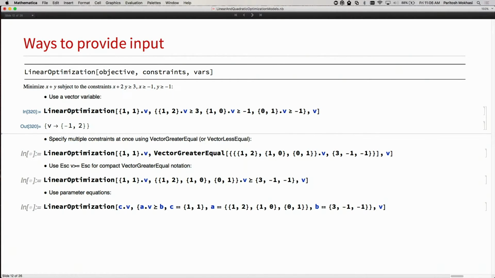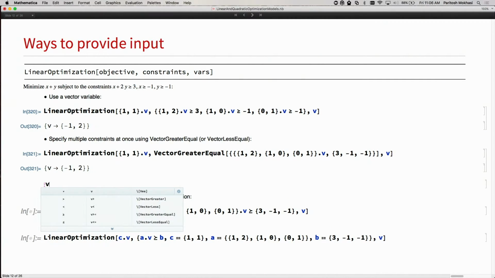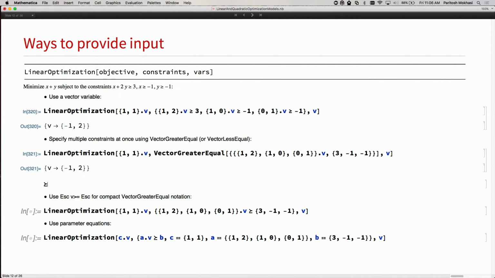So again, you can use these coefficients and just dot them with a vector variable v, and the internal parsing system recognizes that v is a vector. It's got a certain dimension, and it just goes ahead and solves the problem for you, right? You can use vector greater equal or vector less equal, which allows you to group a number of constraints all into one, and that makes life a lot simpler.